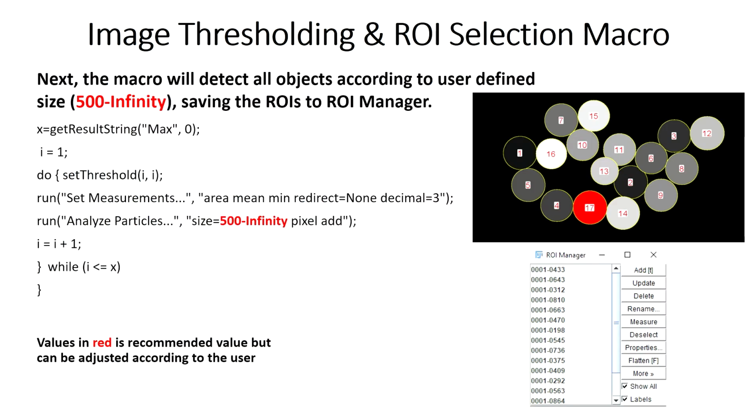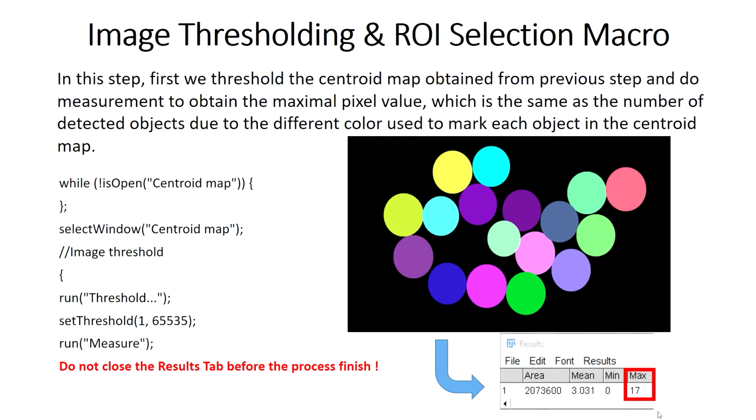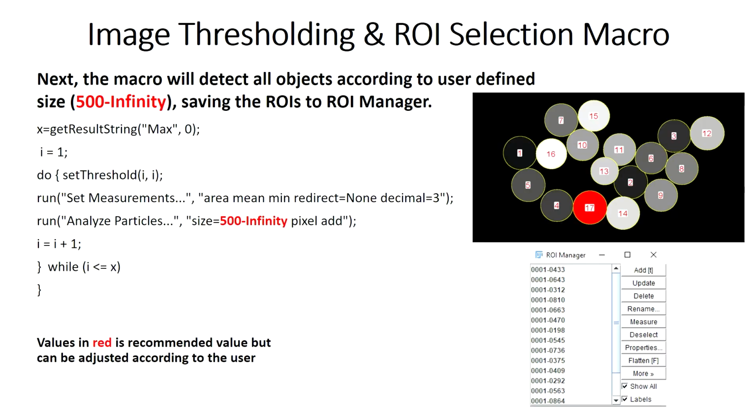Next, using the thresholding, we set the macro to detect all objects according to the user-defined size. In this case, we set it to 500 to infinity, so the size in pixels should be around 500 to infinity, and then save it to the ROI manager. Because we have 17 eggs detected, it will do 17 different threshold values, and save them into the ROI manager. Here in the ROI manager, the first one, 0001-0433, is the first one here, and it continues until it has detected 17 times.